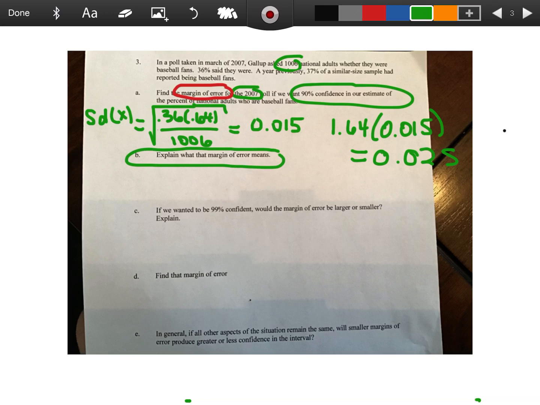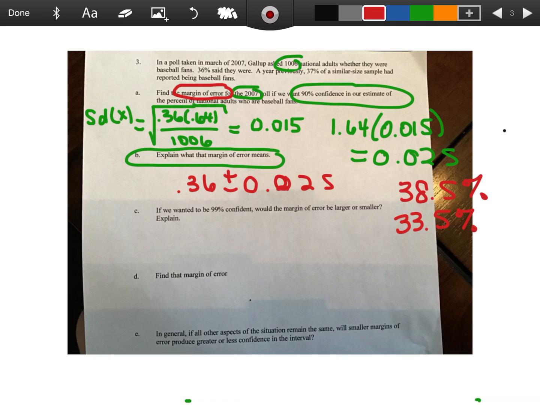So what the margin of error means is, and I'm going to come ahead and calculate my answers. I knew I was starting at 0.36. I'm going to add or subtract my margin of error. So the numbers that I come up with here are 0.36 plus 0.025. So if I was here, I'm going to be at 38.5%. And I'm going to go on the other end too, 0.36 minus 0.025, which is, I'm going to go down here below it. I'm running out of space, 33.5.